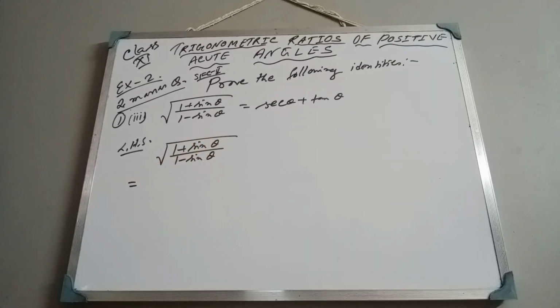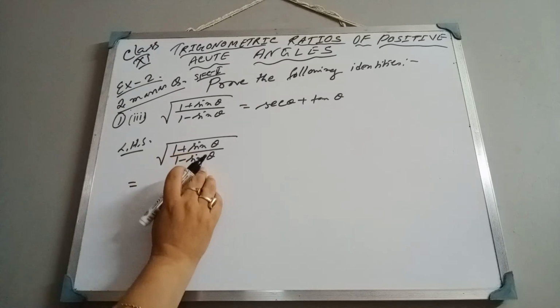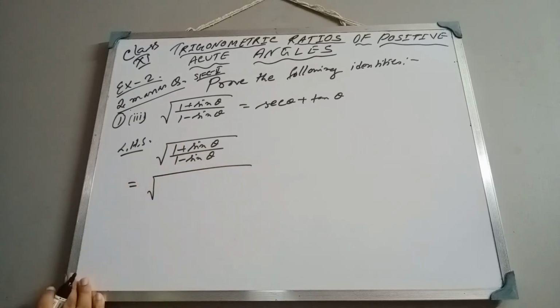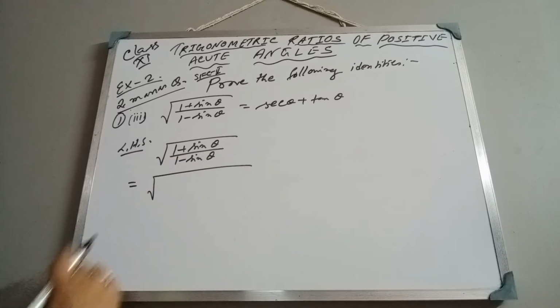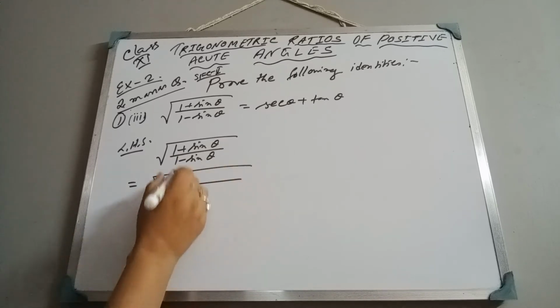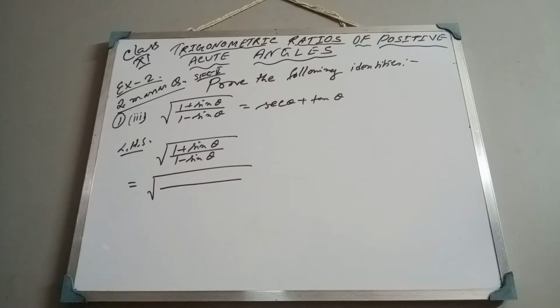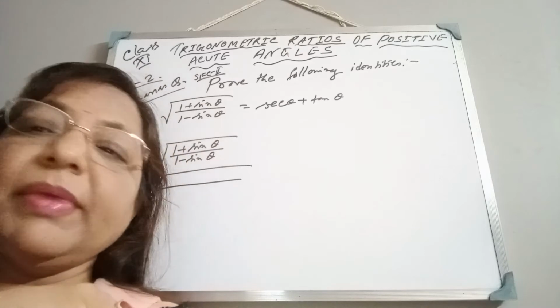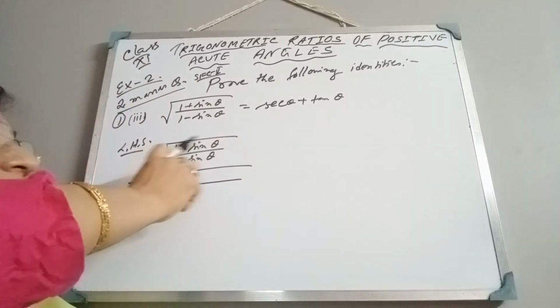As the denominator is 1 minus sine theta, at first we will just rationalize the denominator. So 1 minus sine theta is there. Both numerator and denominator we will multiply by its conjugate term, the conjugate of 1 minus sine theta.